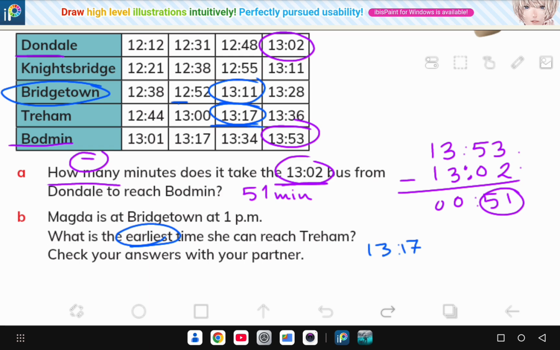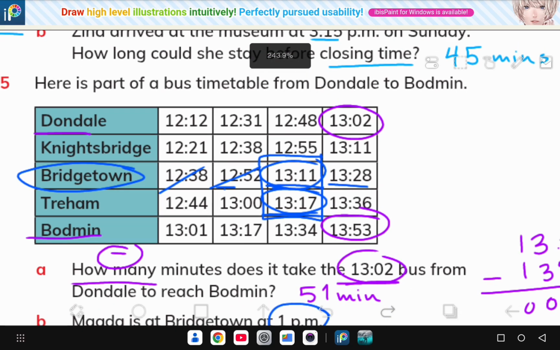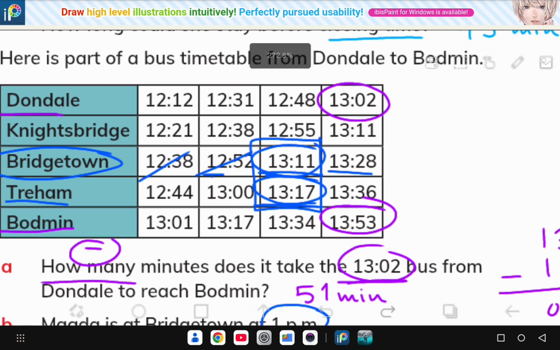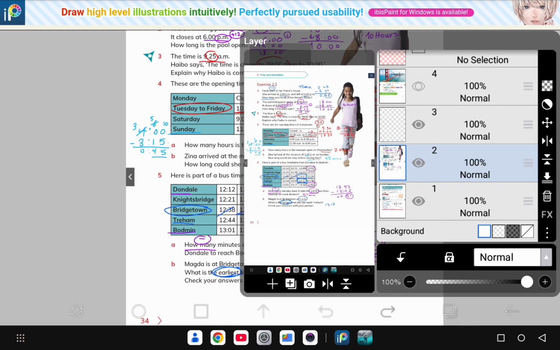Again, Majda is at Bridgetown at 1 p.m. Not 12, at 1. I want to know the earliest time. Majda can take one of the two buses, the 13:11 or the 13:28, but she wants the earliest, so she will take the first one. And where is she heading to? Treeham. That's why she's going to reach it by 13:17. Next page.